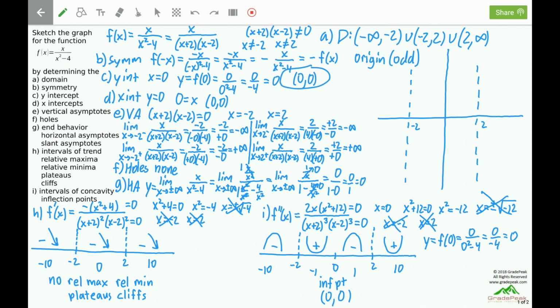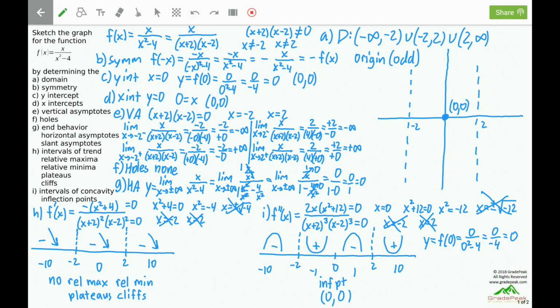For the y-intercept, we found the origin 0, 0. So it's going to pass through 0, 0, the origin. We can label this. We found the only x-intercept to also be the origin, so it should not cross the x-axis anywhere else.